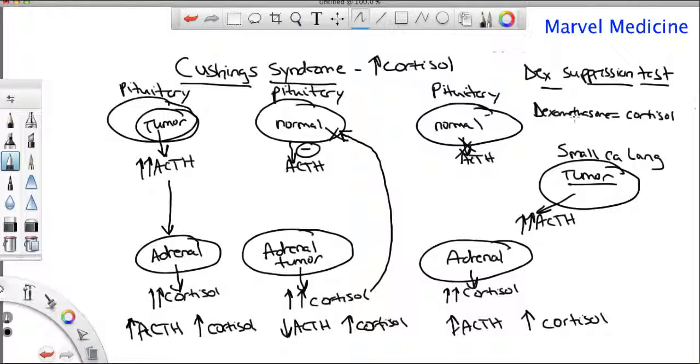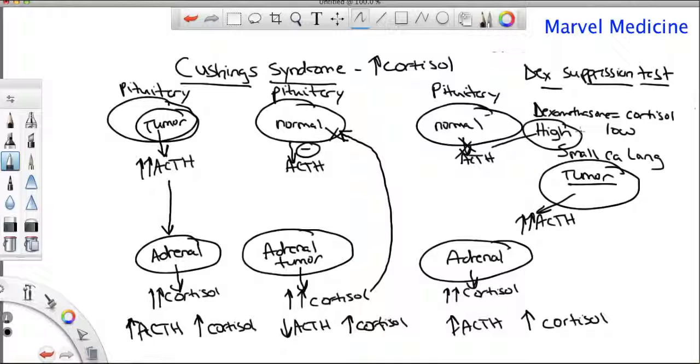Now, how does this test work? What you do is you give a low dose and a high dose. Now what happens normally is if I gave a normal person high dose dexamethasone, this high amount of dexamethasone would go to the pituitary and inhibit the release of ACTH. It would just be negative feedback. Your pituitary gland would think, hey, there's way too much cortisol or dexamethasone here, I need to stop producing ACTH. It'll stop. So there will be really low ACTH. And that's what they measure.